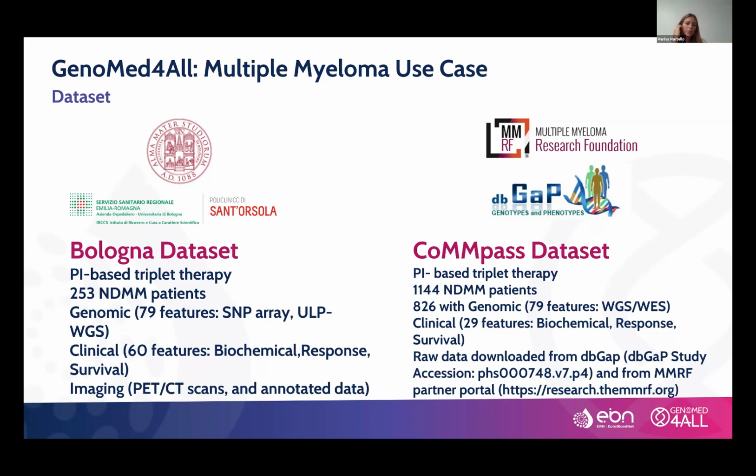On the other side of the slide, you can also see the second data set that we provided for the scope of the project. That is the COMPASS data set. This data set is freely available online upon request, and it includes 1,144 newly diagnosed multiple myeloma patients with both genomic and clinical data. It does not include imaging data, and all the data have been downloaded from the site indicated.